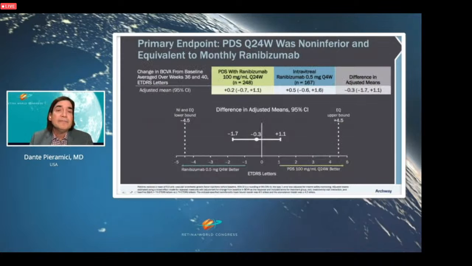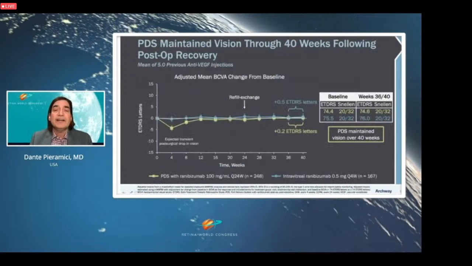This is the primary outcome in the port delivery system. Refilled every 24 weeks was non-inferior and equivalent to monthly ranibizumab injections, as you can see in the figure below. Visual acuity outcomes were almost identical between the PDS and intravitreal injection arms. Remember that these patients had been previously treated. So at baseline, the visual acuities were excellent at 20/32, and this was maintained to weeks 36 to 40. There was a slight decrease in visual acuity in the surgical arm, and this is expected in a post-operative eye, and it returned to baseline within about 8 weeks.